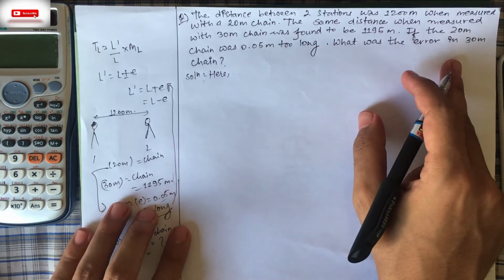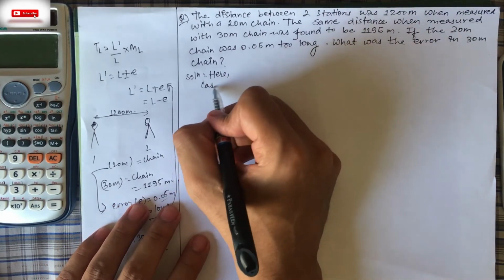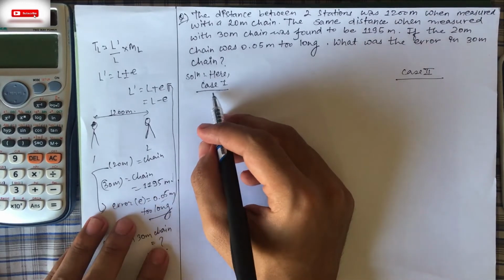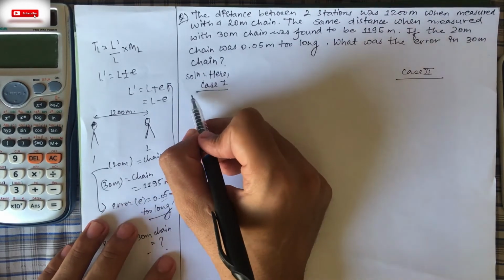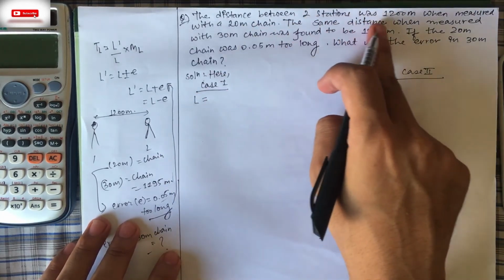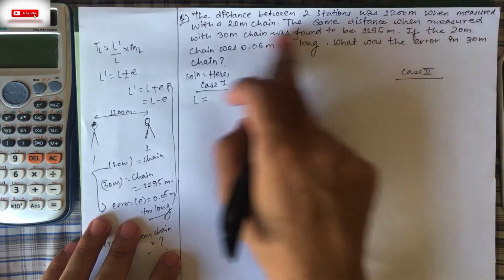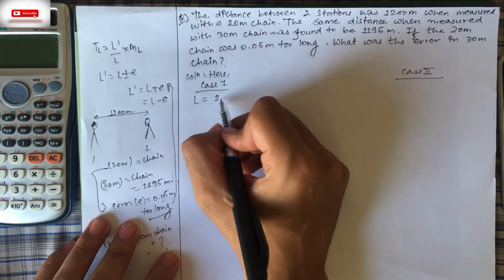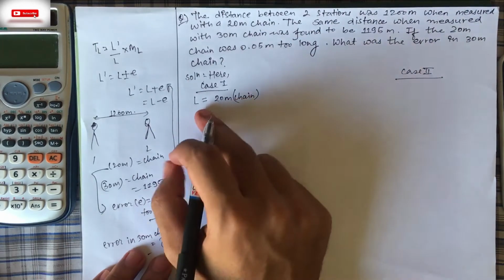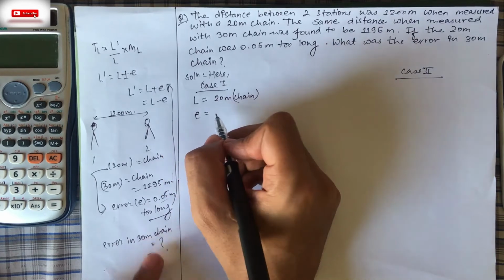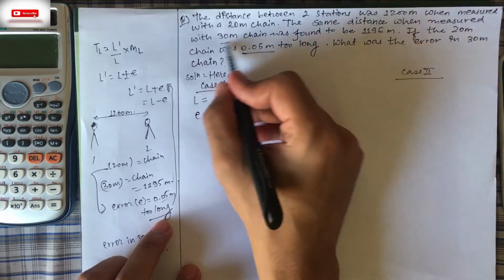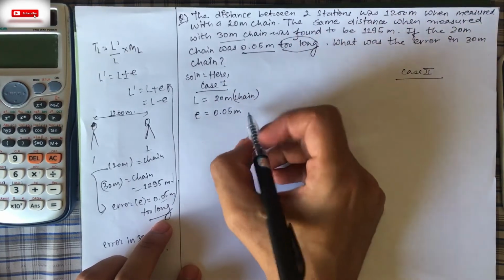Friends, since the question is giving two cases, we'll separate it and write case 1 and case 2. It will be very easy. Let's see the first case first. What are the given values? L, the distance between two stations was 1200 meter when measured with a 20 meter chain. So L is the 20 meter chain. L is length, and E is error. Error is given as 0.05 meter. Error given, too long.